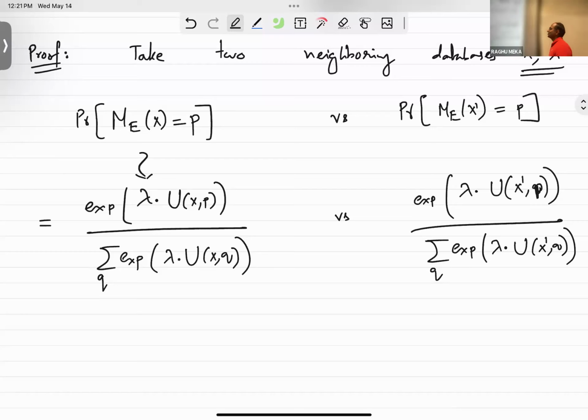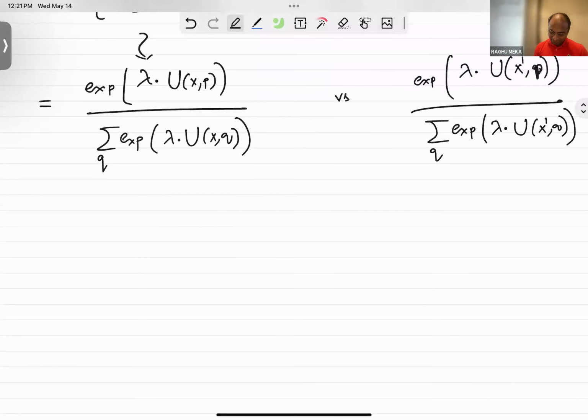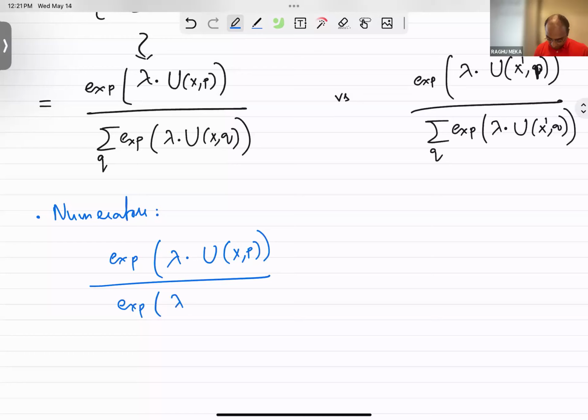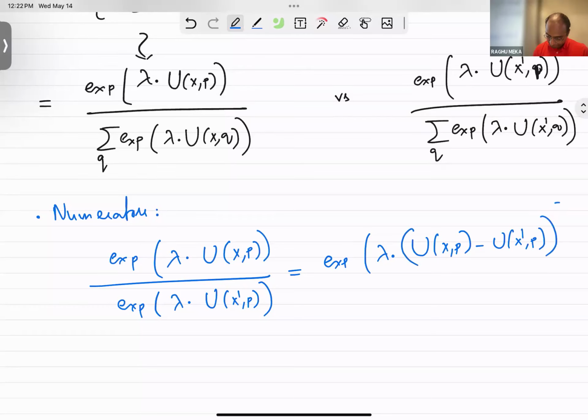The way to compare these two ratios is to just compare the numerators and the denominators. There's no real sort of cleverness. You just do one after the other. So let's compare numerators. So we want to say that these two ratios are close by. So if I compare the ratio of the numerators, then I get this.